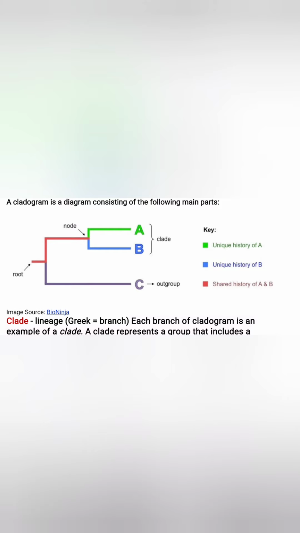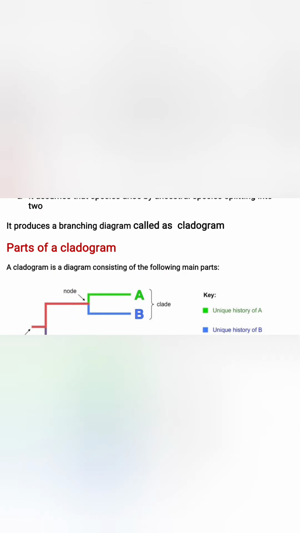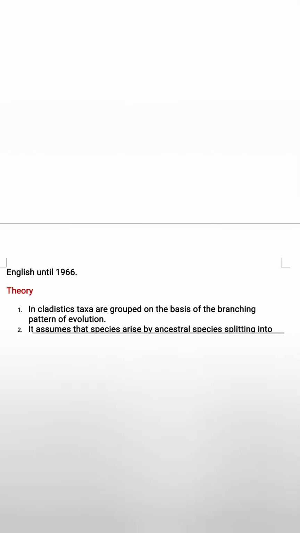Here shape and branching length don't matter, and they may show similarities or they may show differences. So that's the cladogram.